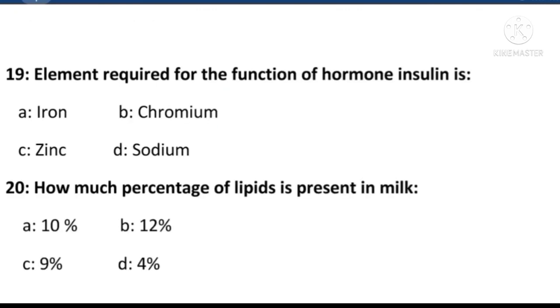And next question. Element required for the function of hormone insulin is iron, chromium, zinc or sodium. And answer is D, sodium. The element required for the function of hormone insulin is sodium. D is correct option.